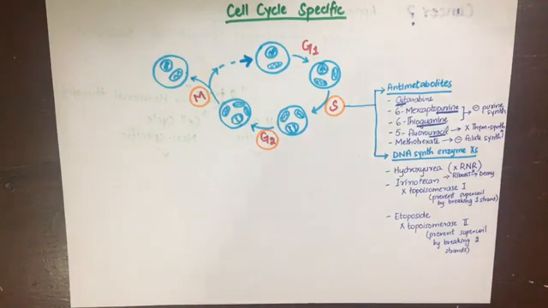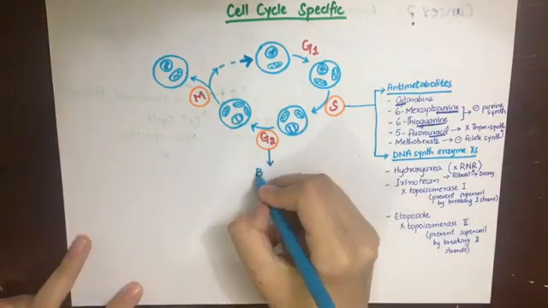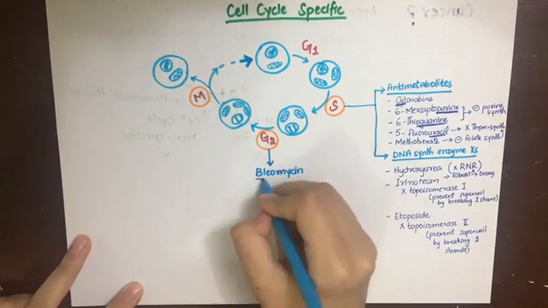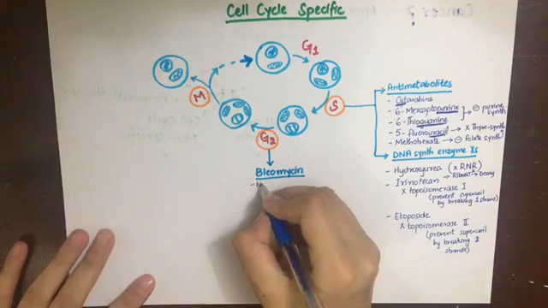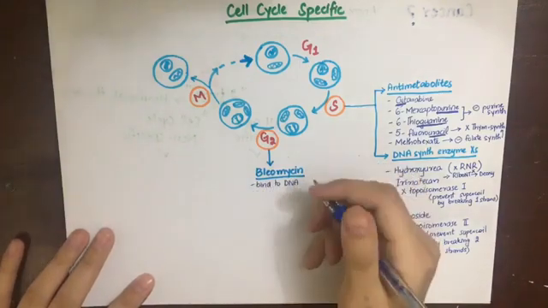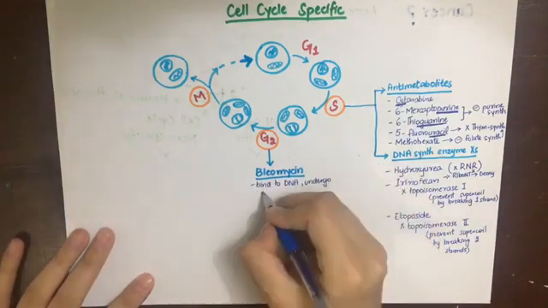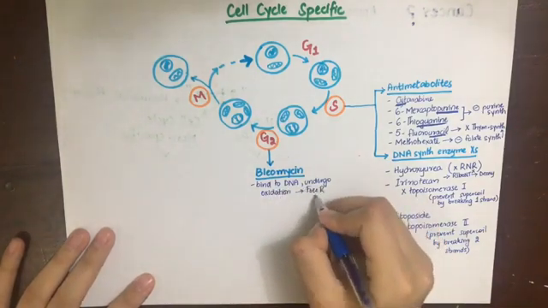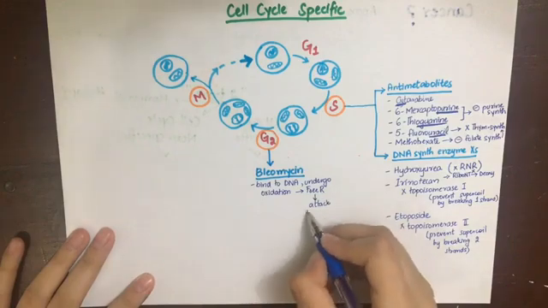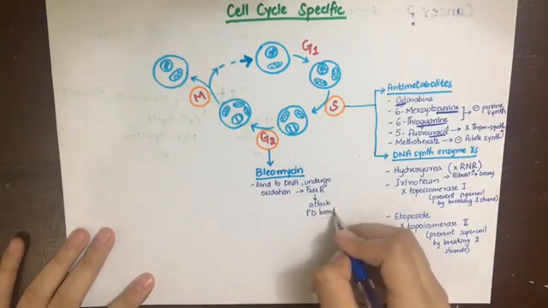Coming to the antibiotic that acts on the G2 phase of the cell cycle, it is bleomycin. Its mechanism of action is by binding to the DNA, undergoing oxidation and thus production of free radicals. These free radicals will then attack the phosphodiester bonds of the DNA and will lead to breakage of the DNA strand.